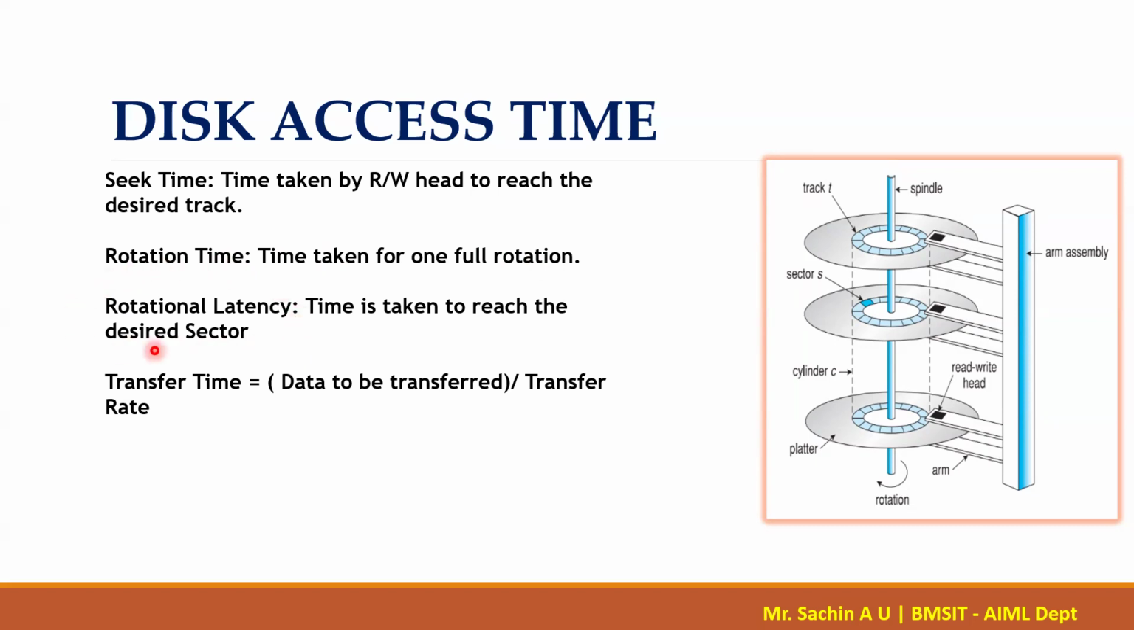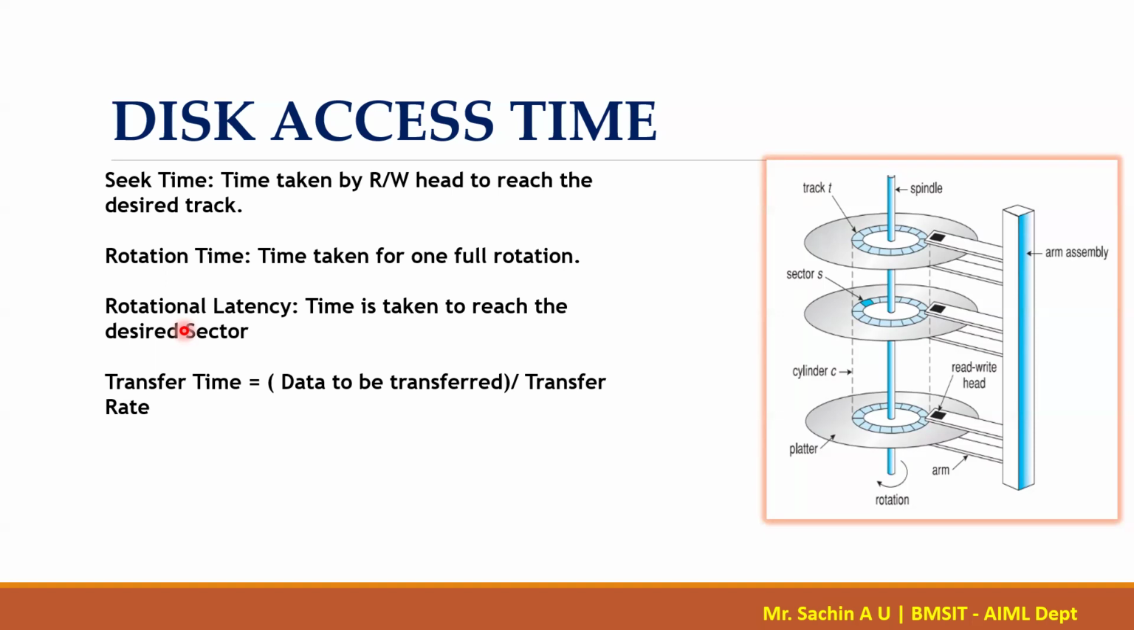And we have one more terminology, which is called rotational latency. What is rotational latency? It is the time taken to reach the desired sector. As I told you, on a track you have sectors where exactly the information is stored. Now let us assume you are on the right track, but not on the right sector. What you have to do is rotate in a particular direction, either clockwise or anti-clockwise, so that you reach the desired sector.